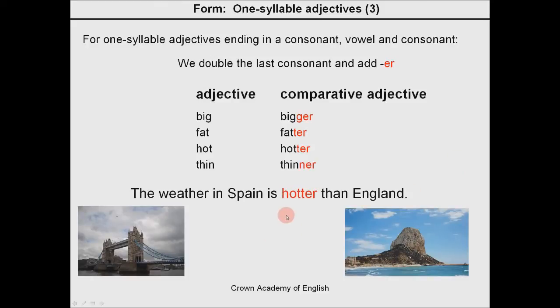The weather in Spain is hotter than England. So this is England and this is Spain. It is hotter here.